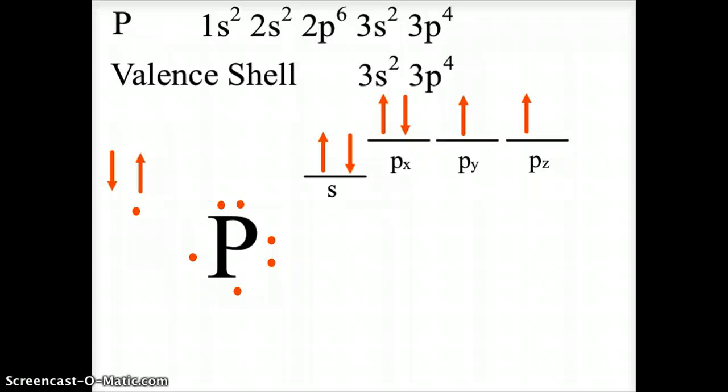So this was an introduction to how we draw Lewis dot diagrams for single atoms, and later we'll take these Lewis dot diagrams and actually create molecules, especially covalent molecules, and show how they will share their electrons in those empty spaces.